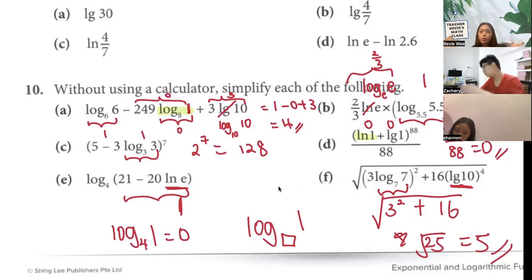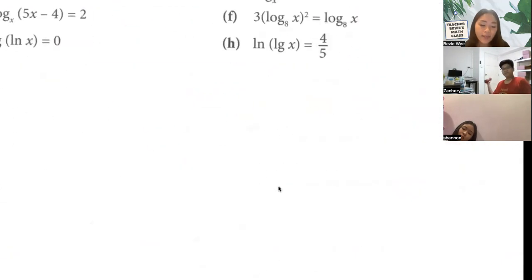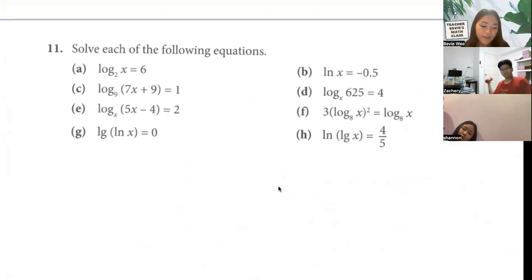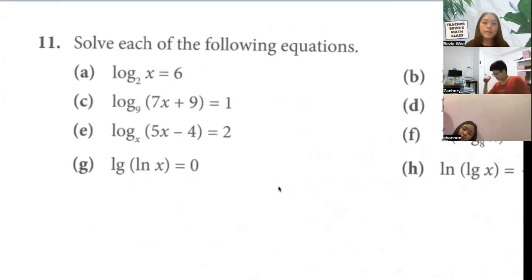Okay, so this is just the two special properties that they are using. Really nothing much. The difficult one is coming. Okay, so can I get y'all to do this for me as homework?